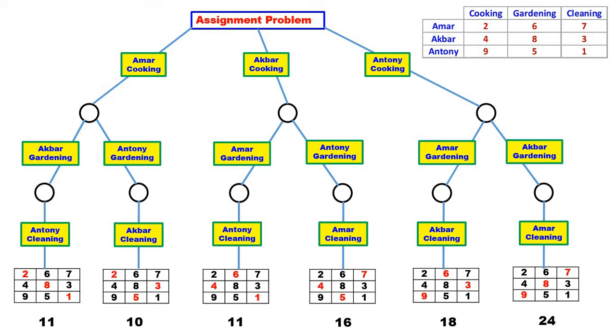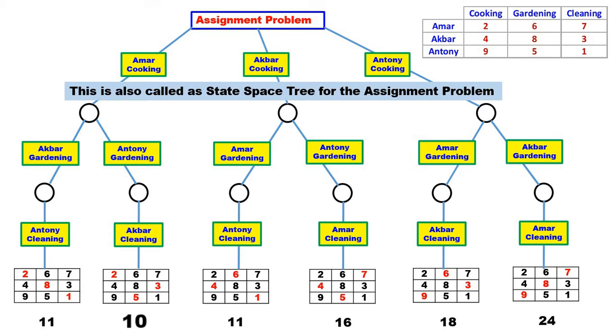There were 3 jobs. So there were 6 solutions. See, always understand 3 factorial solutions will be there. When 3 jobs are there, 3 factorial, which is 6, are the number of solutions. Now, among these 6 solutions, which is the best one? 10. This is the best solution. So, Amar cooking, Anthony gardening, and Akbar cleaning. That is the best solution.